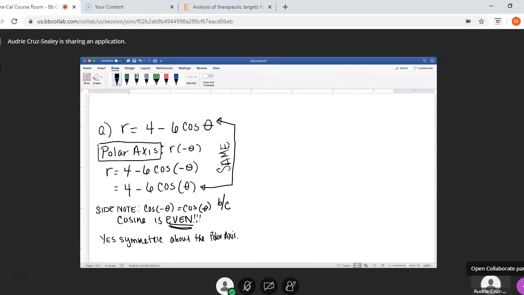Is everybody okay with that so far? Any questions? Moving right along. That's it for polar axis. No, we're not done with A. You have to do all 3 tests. We only did 1 test. So the next test I'm going to do is the pole. Let's do the pole.